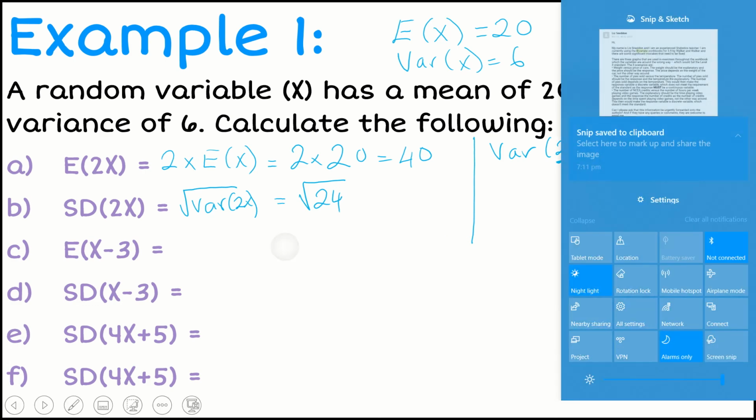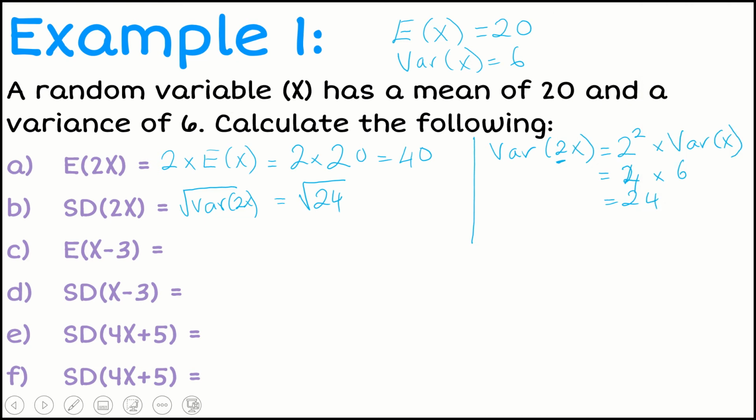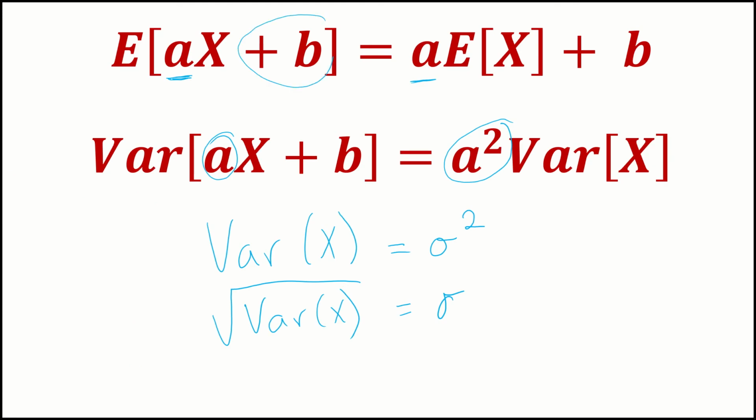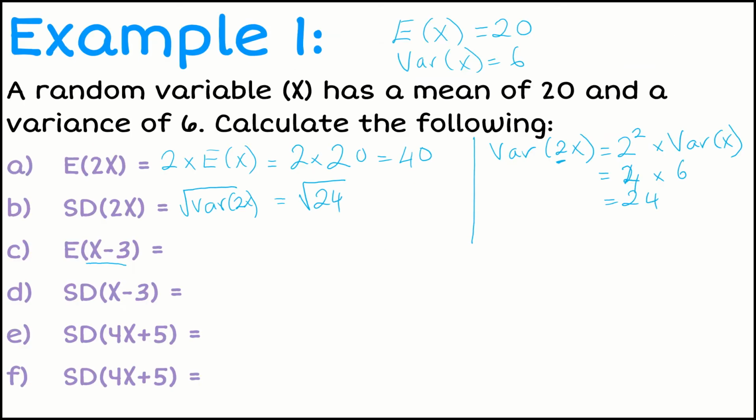Let's have a look now at the next one. We want to find the expected value of x take away 3. I'm just subtracting 3 from this expression. According to my formula, if we're adding or subtracting a constant amount, then I'm just going to add or subtract a constant amount to the expected value. So this is going to be the same as the expected value of x take away 3. My expected value of x is 20, and 20 minus 3 is 17.